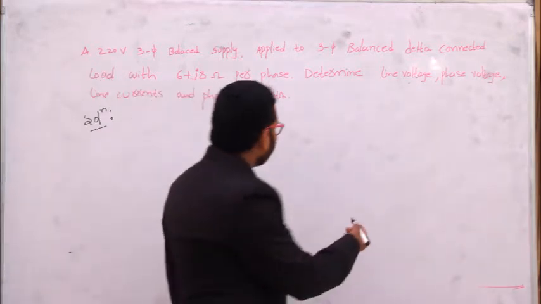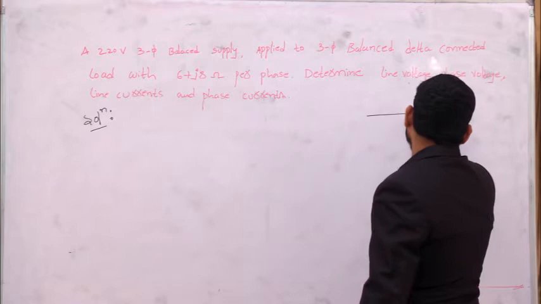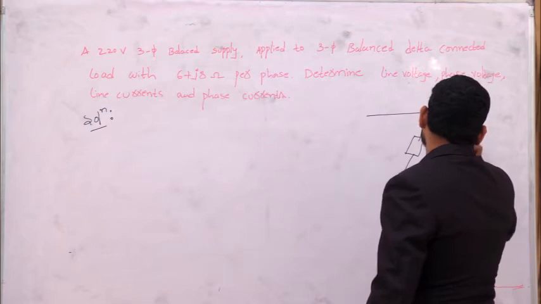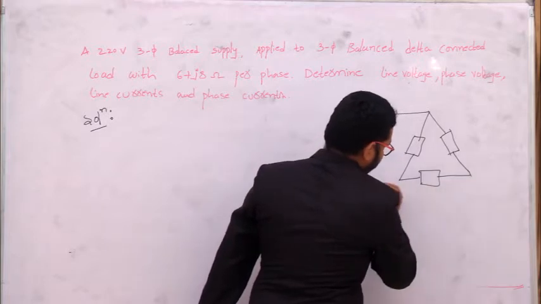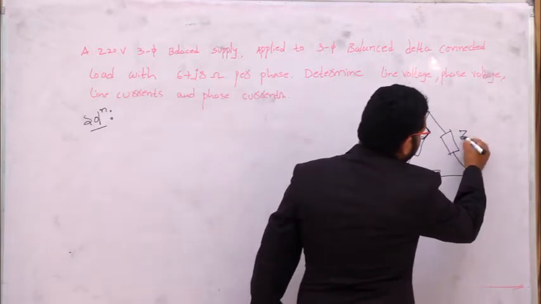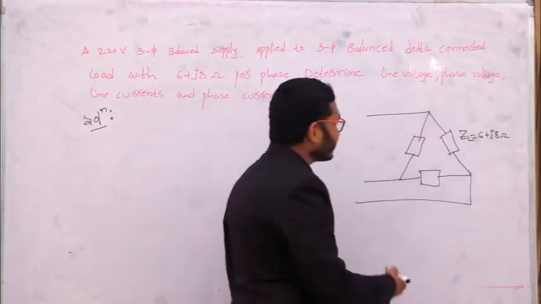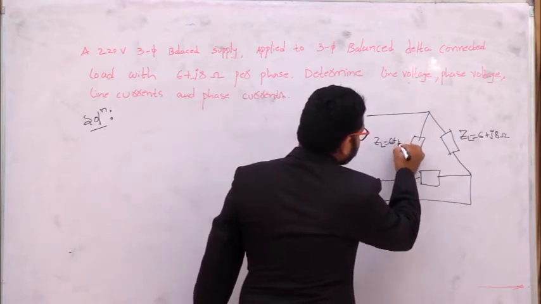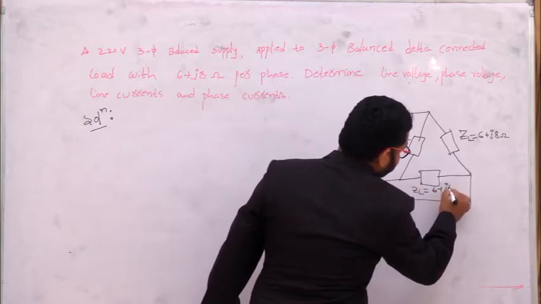He mentioned a delta connected load, so you have to represent it like a delta connected system. So this is the delta connected system. Here the load impedance is ZL equals 6 plus j8 ohms per phase. Per phase means each impedance consists of only 6 plus j8 ohms.